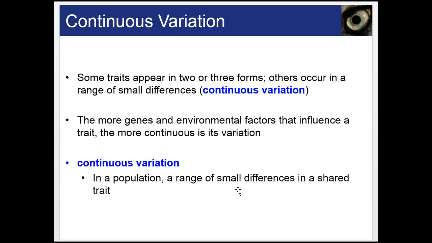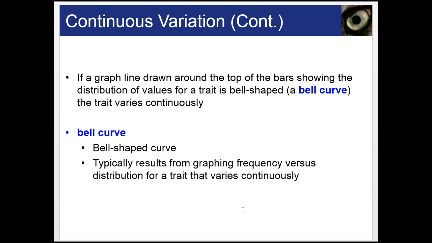Some traits appear in different forms, two or three, sometimes more, in a range of differences. This is called continuous variation. The more genes and environmental factors that influence a trait, the more continuous its variation. So in a population, a range of small differences in a shared trait is continuous variation. And generally a graph of this would show a bell curve.